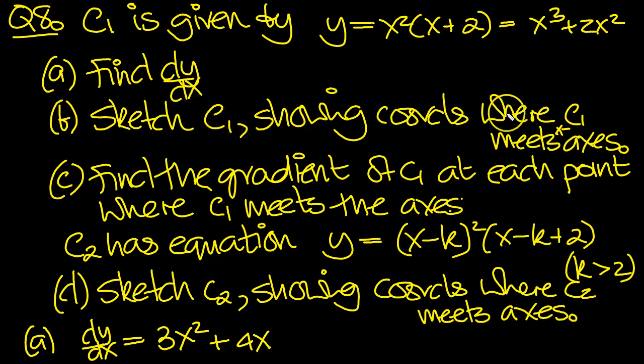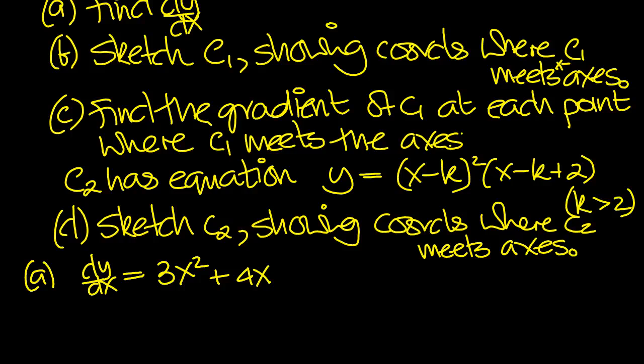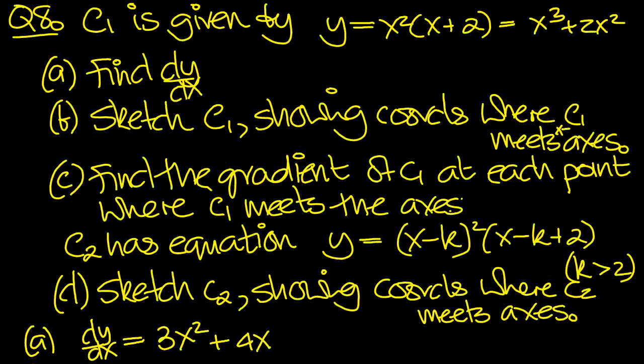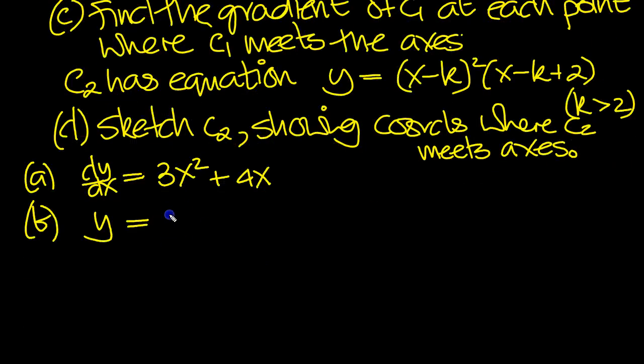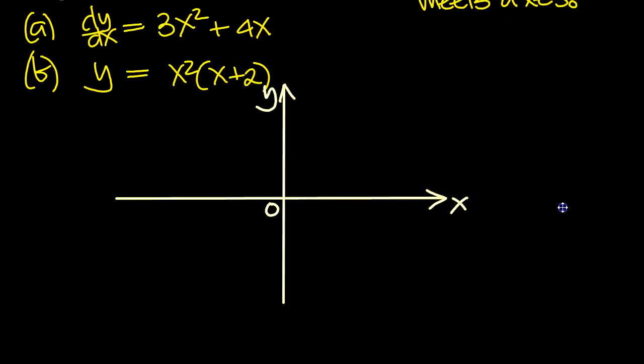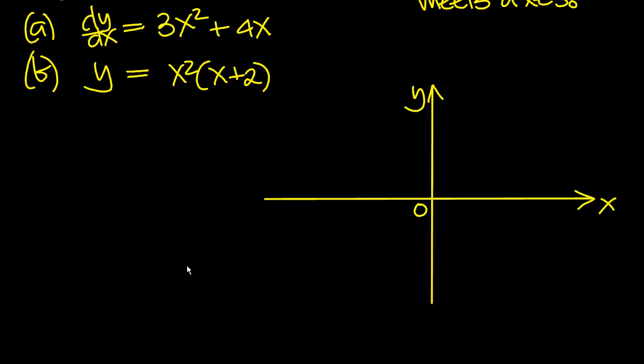Sketch C1, showing coordinates where C1 meets the axes. So part B then. We've got y equals x squared times (x plus 2). Okay, so we need to paste in an axis. Let's paste one in, like so, and put it over here. We want to sketch it as a cubic curve. It's going to come down from above because it's plus x cubed, so we're going to come down, turn probably, and go back down like so.